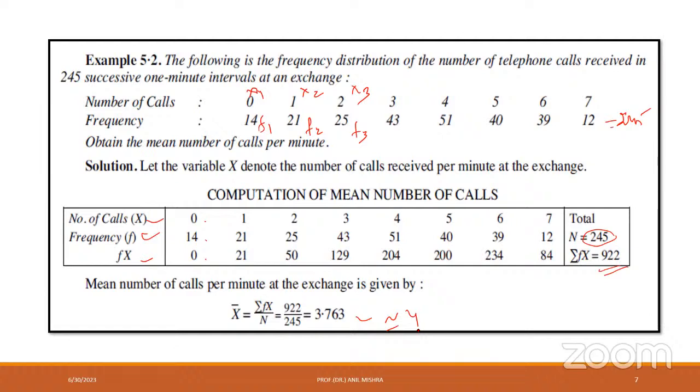Right? Because the question asked to us is, what is the mean number of calls per minute. So we just divide that, and we find it is 3.763. A number of calls never becomes a fraction. A call is a whole number. Therefore, we have to convert it approximately. We have to always write approximately 4 calls with it. Okay.